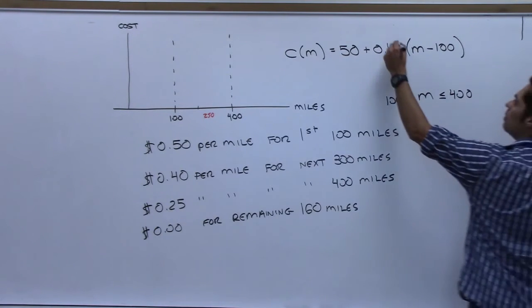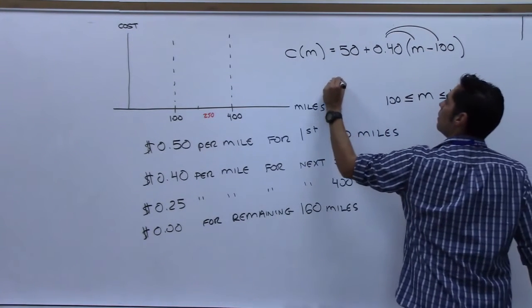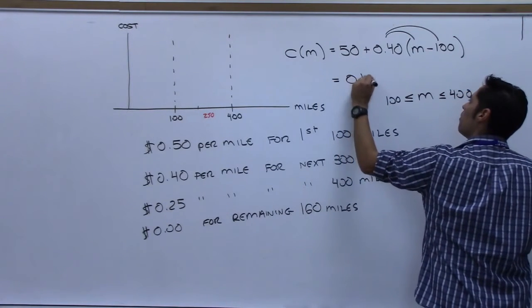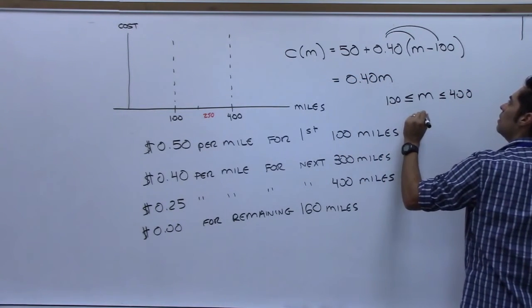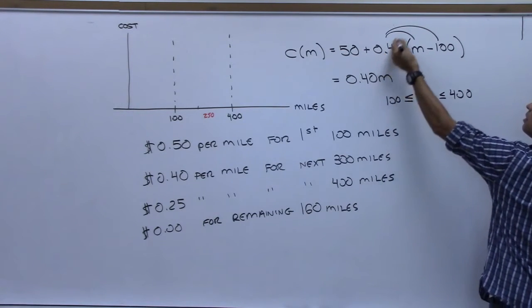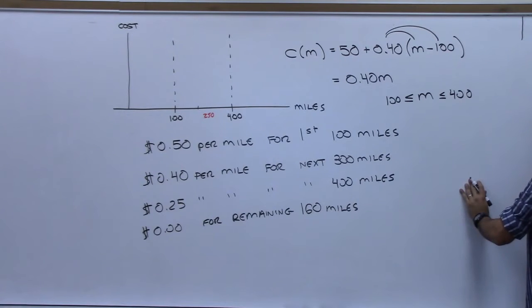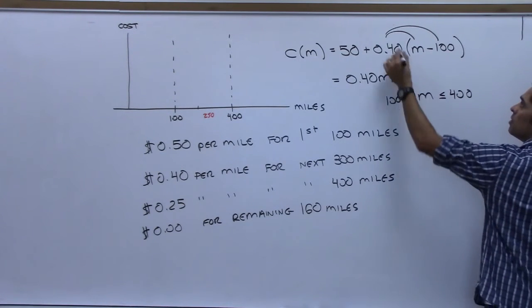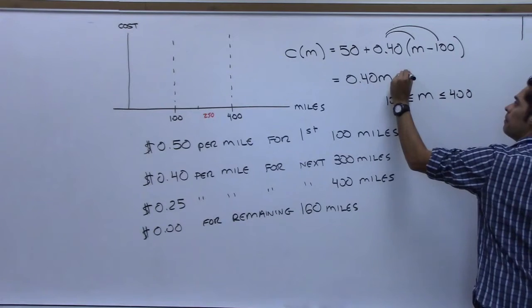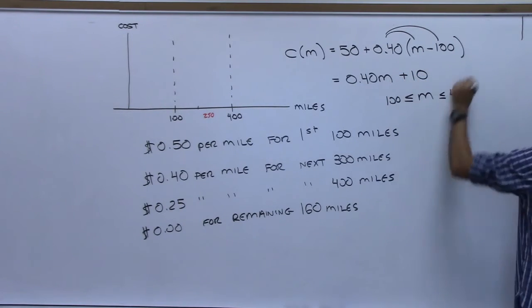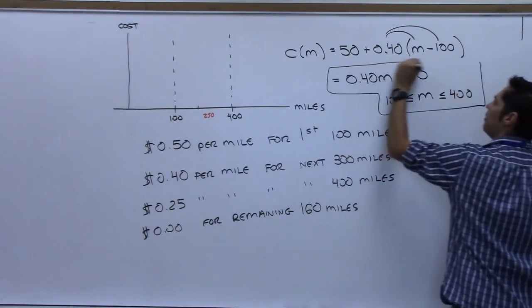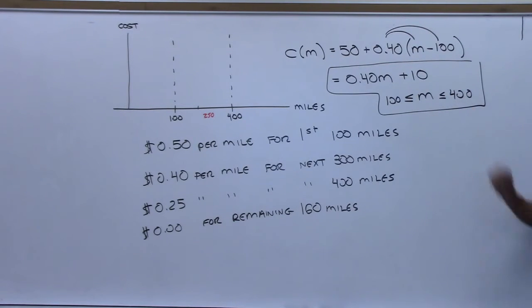Now distribute. Here to here, here to here. And I'm going to put the 0.40 M out front. And what's this times 100, negative 100? Minus 40, which is going to then add to 50 and become 10. This is it right here. If you go between 100 and 400 miles, then all you have to do is plug M into this, and that'll give you your cost for the trip.